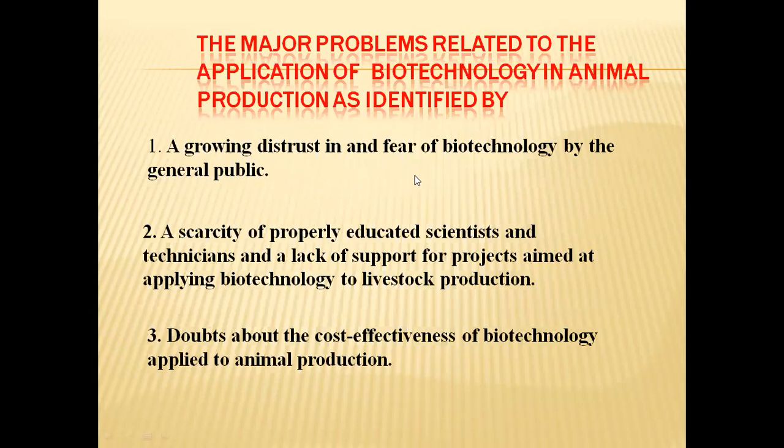Major problems related to the applications of biotechnology in animal production are identified by a growing distrust in and fear of biotechnology by the general public. The general public is not trusting, so distrust is growing day by day, and some people also have fear of using the products of biotechnology. GM foods are a subject of controversy. Some people are advocating for them, and some other people are against the use of genetically modified food. They argue that GM food will damage our health. So in this way, some distrust and fear is growing in the general public. This is one major problem.